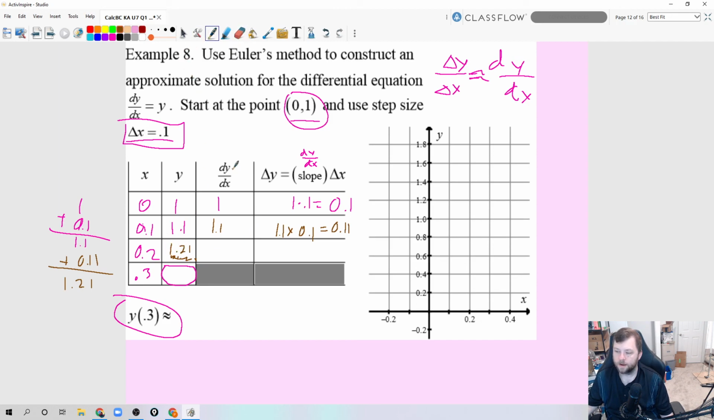Now, dy/dx would be 1.21 as well. So it's going to be 1.21 times 0.1. This is going to be 0.121. And then I'm going to add in 0.121, so I should get 1.331. I feel like I did that math differently in class last time, but there I go. That's how you do that kind of problem. Thank you, folks. We'll do more examples in class, or go watch Patrick JMT. He's really good.